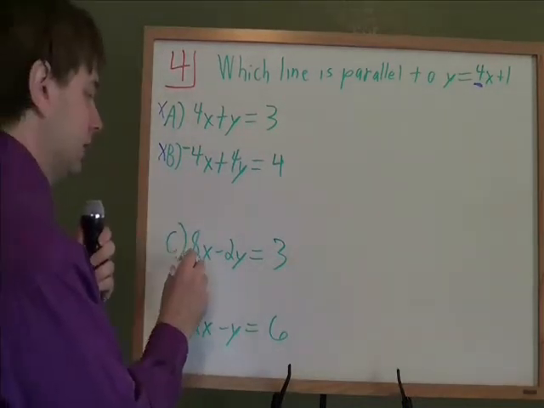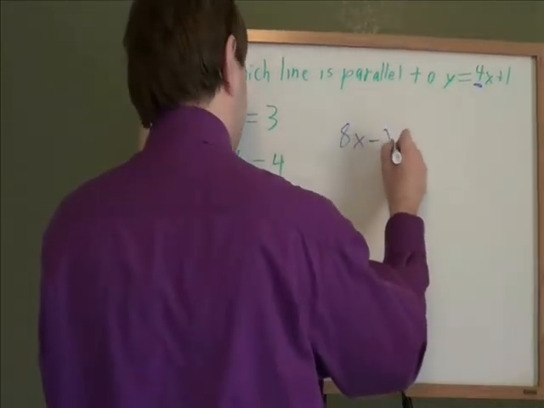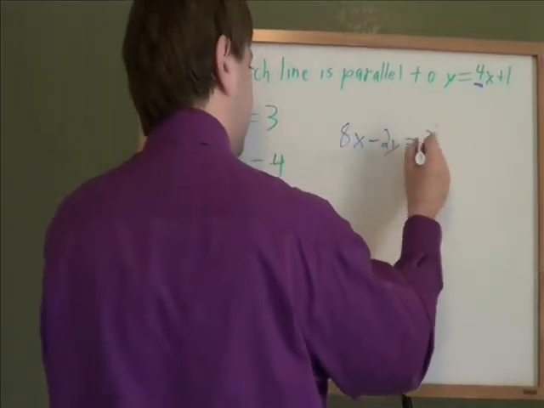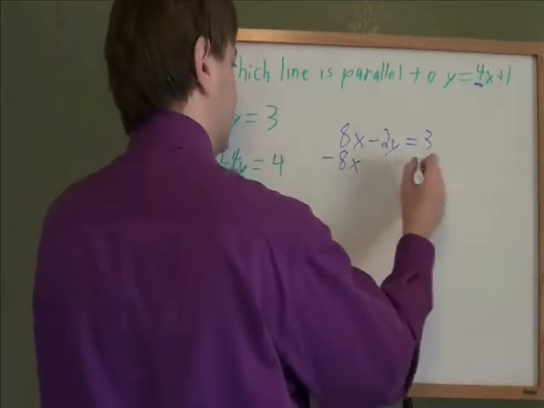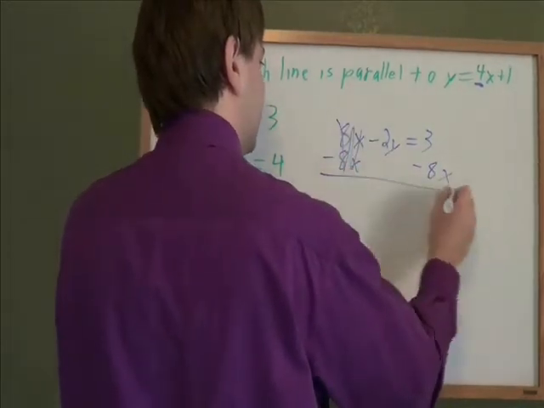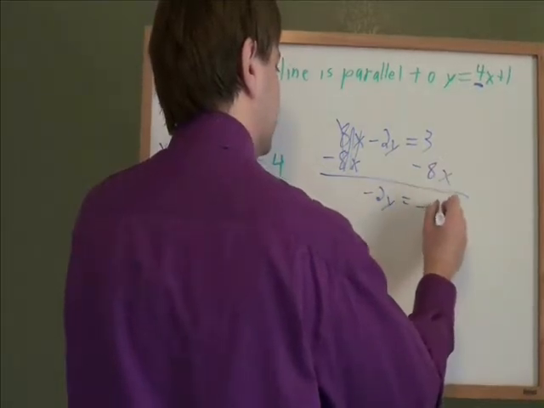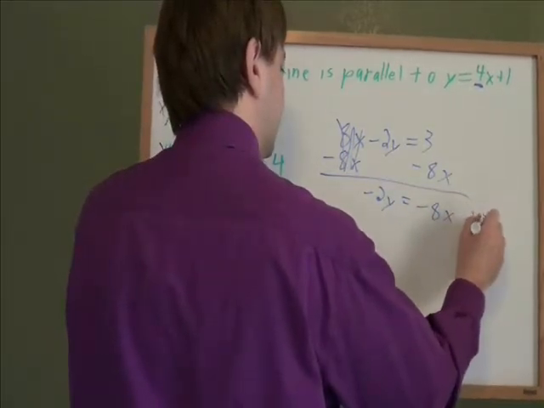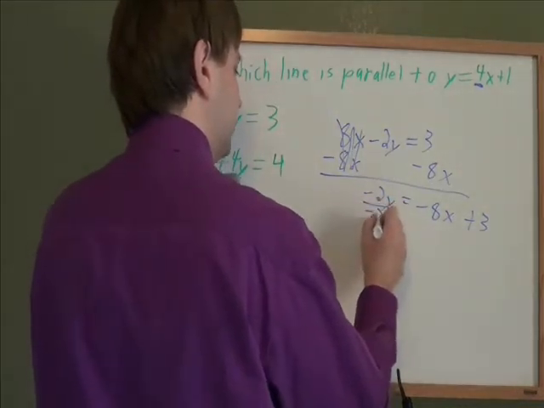Now for possible answer C. 8x minus 2y equals 3. We want y by itself, so first we're going to subtract the 8x over. 8x minus 8x cancels out. We have negative 2y equals negative 8x plus 3. We still need to get y by itself, so the next step is to divide by that negative 2.